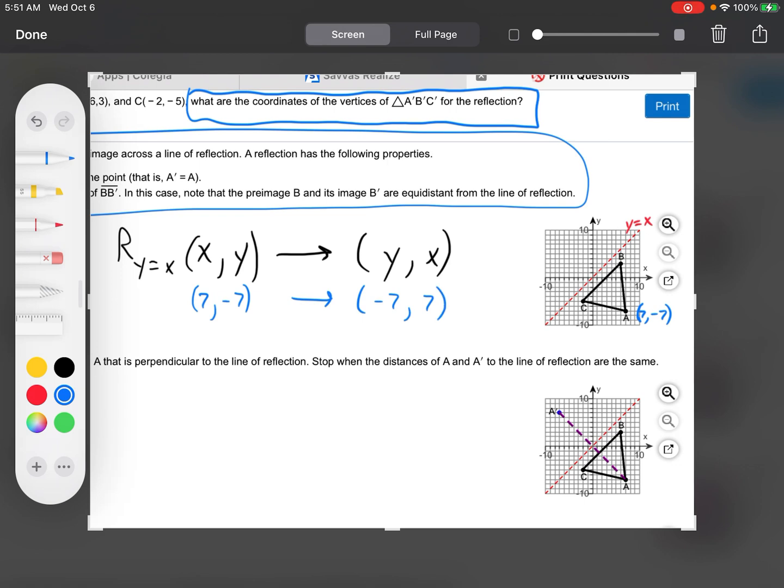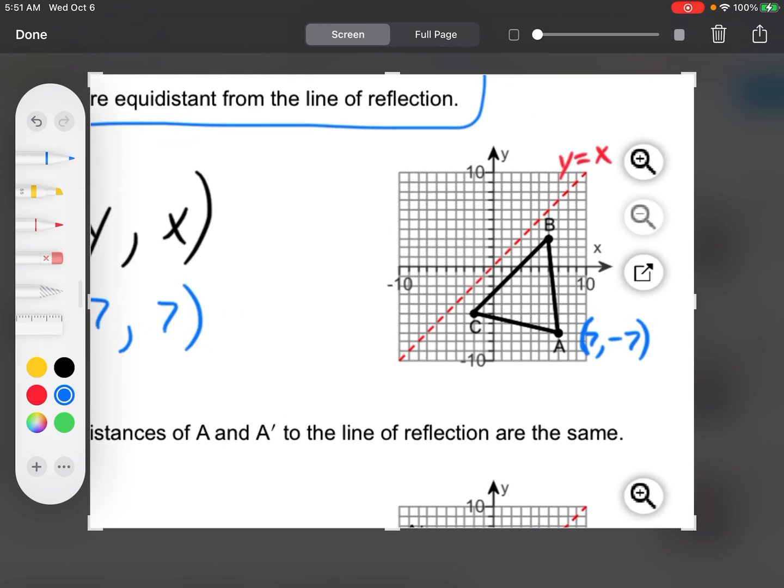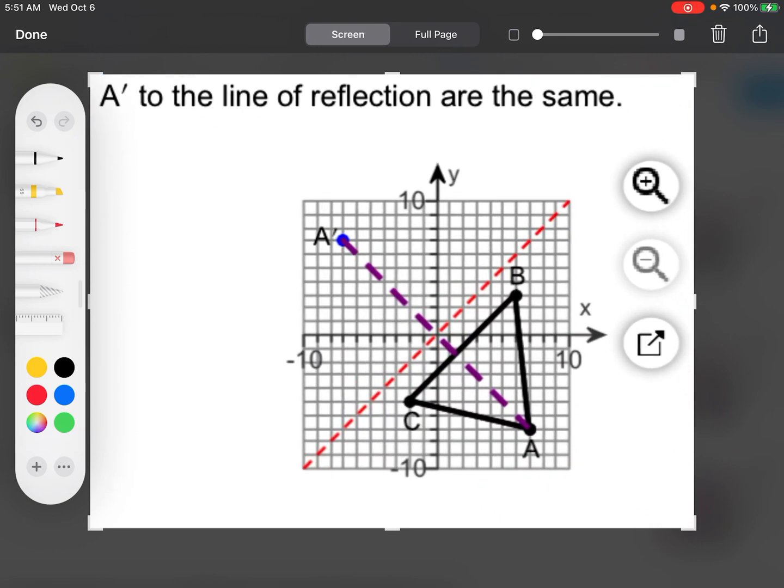Okay, so let's go plot that, because apparently that is where the reflection would go. All right, so let's go find -7 comma 7. So you start here at the origin. -7 would be 1, 2, 3, 4, 5, 6, 7, and then up 7. 1, 2, 3, 4, 5, 6, 7. So apparently A prime lands over here. Okay. And if you check what they have, you can see that that's exactly what happened.